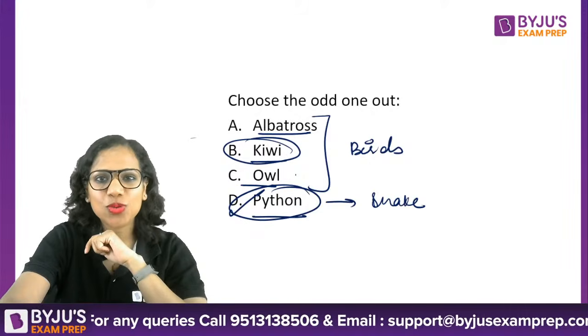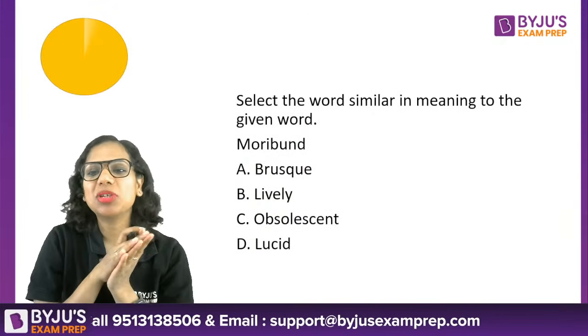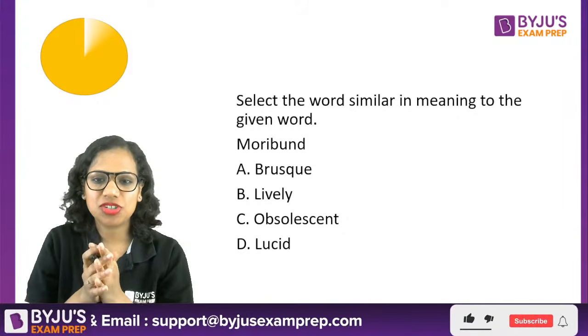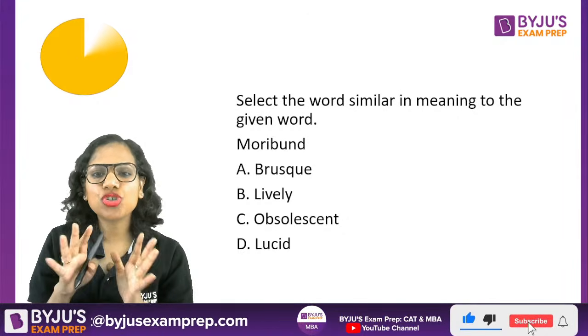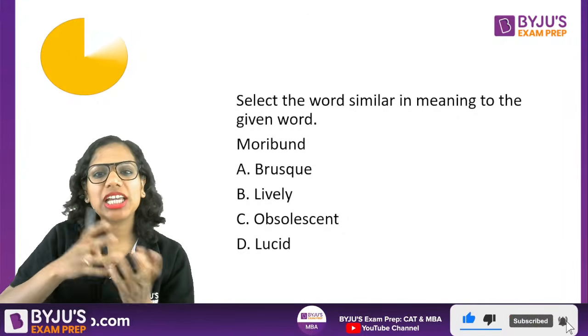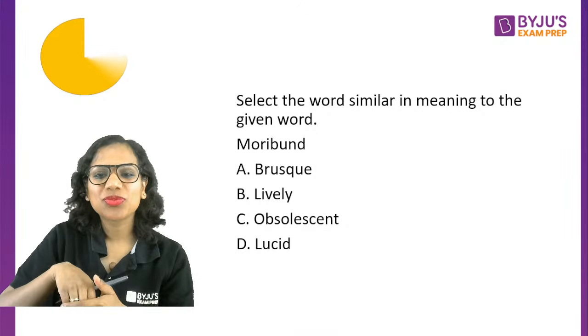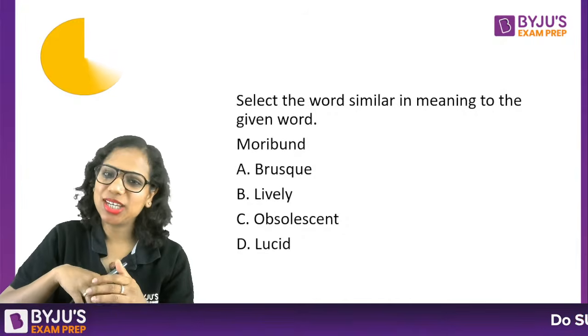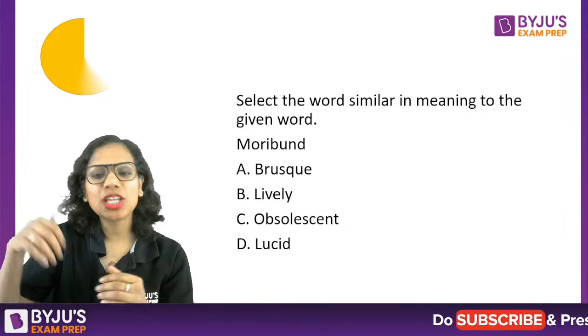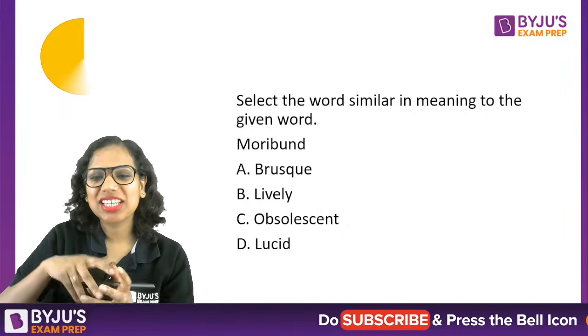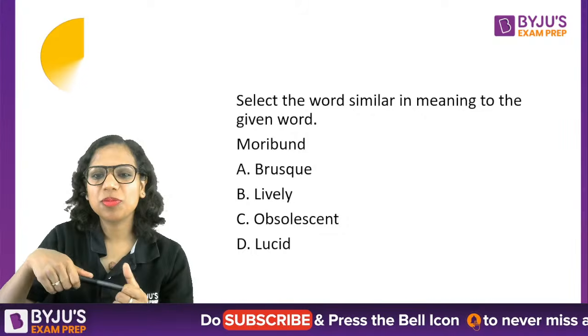Let's come back to our vocabulary questions. Similar in meaning to the given word, moribund. Yes. Brusque you already know the meaning of. Lively is not even a vocabulary word. Obsolescent, I think again you know. Lucid, you should know. So, let's see what you say here. Moribund.